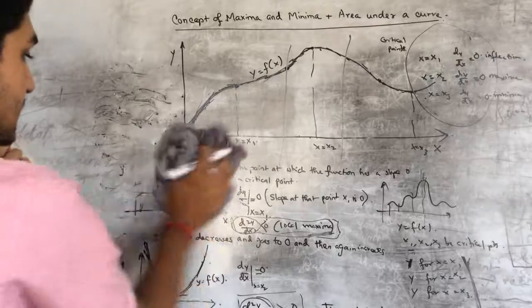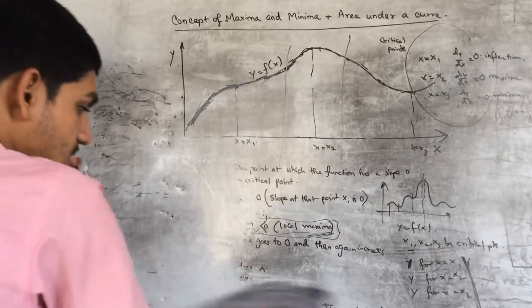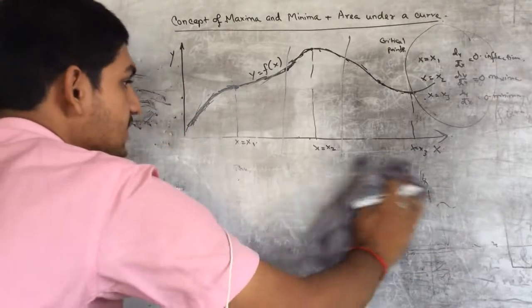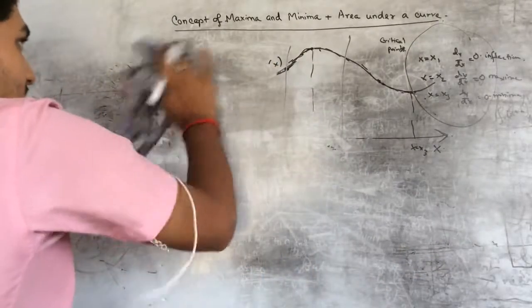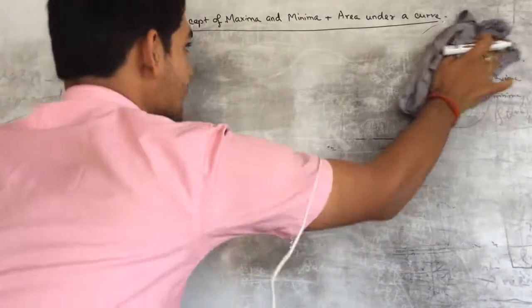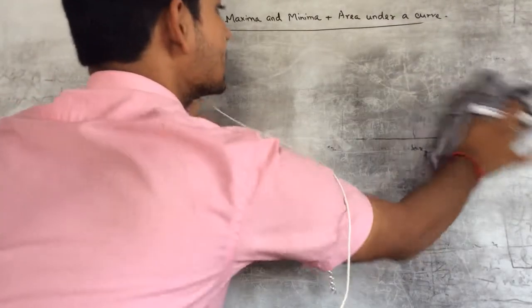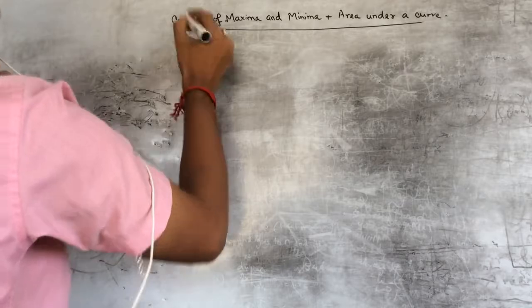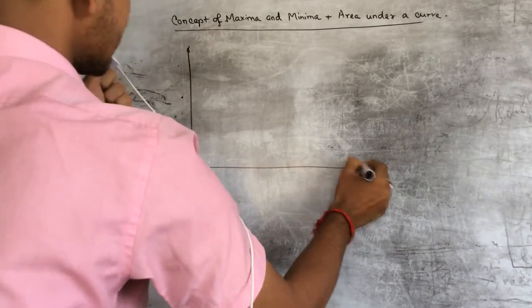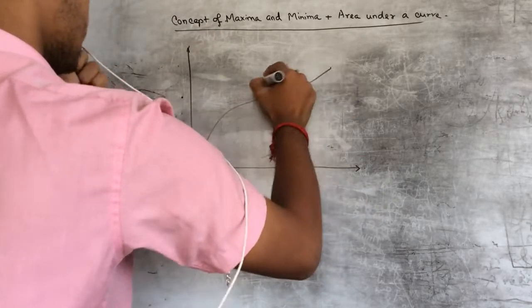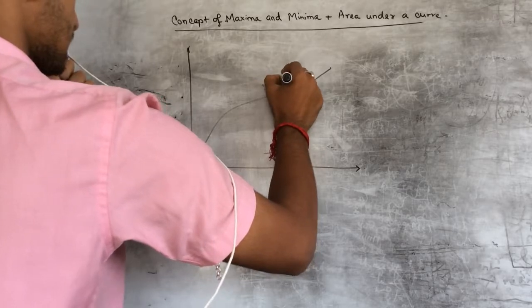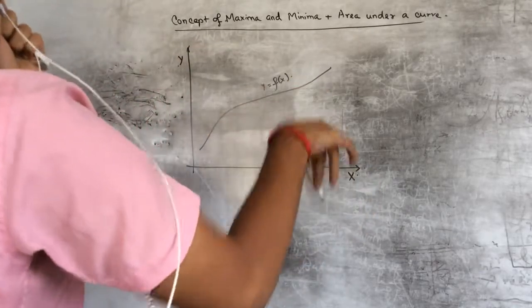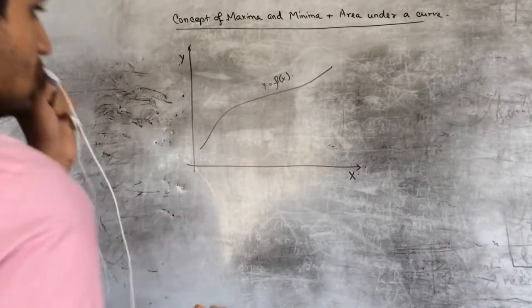So now we come to area under the curve. What is area under the curve and what is its geometrical significance? And by finding the area under the curve, what do we actually get? So let's say we have a function y equals f(x). We want to find the area under the curve. So what will we do?